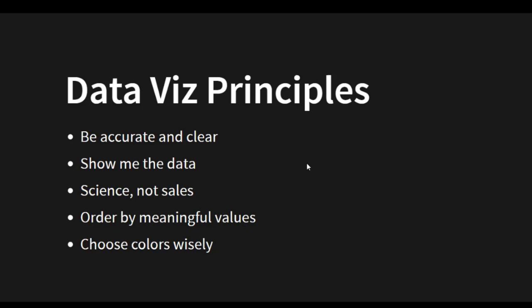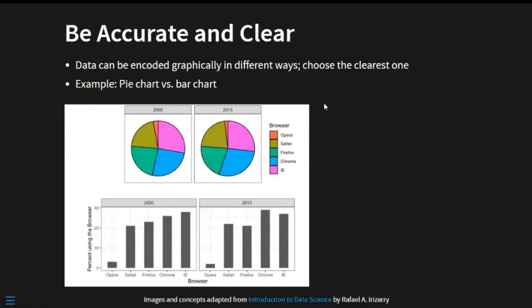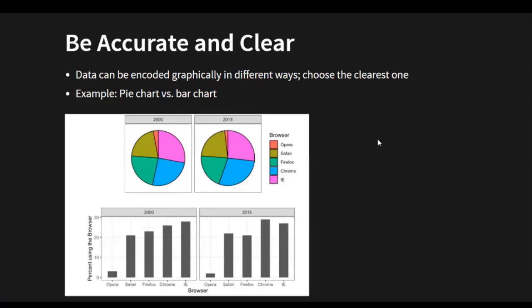So on my first one, being accurate and clear, everybody's probably heard of this idea that pie charts or pie graphs really aren't the way to go, right? Everybody loves their pie charts, apparently, but the idea here is that we have a choice on how we want to encode and show data graphically. If we have percentages of users using different browsers, we can encode that in different ways graphically.